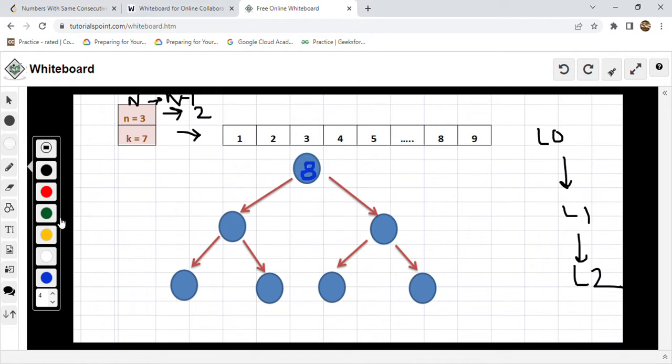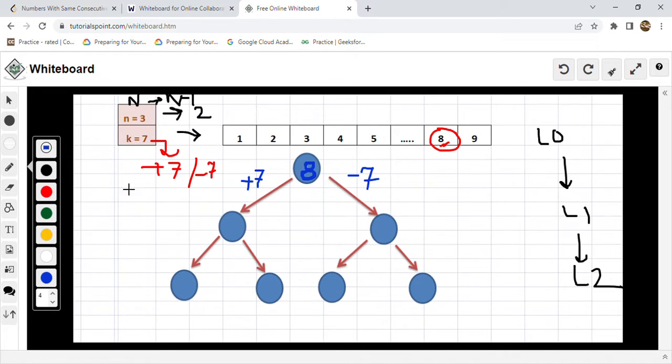Let's see for the first digit 8. We will find this for all the numbers, but for example, here for explaining I am taking 8. Here n is 3, we have to find the 3 digit numbers, and the difference is 7. It could be plus 7 or minus 7, because here we are taking the absolute difference. Now let's see 8, what are the options? We can do plus 7 or minus 7.